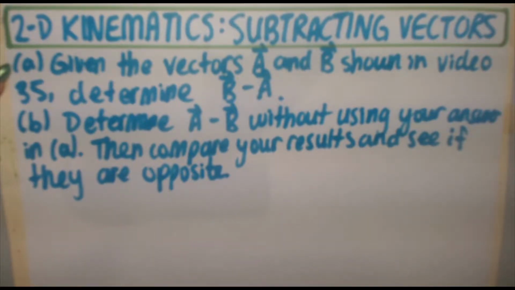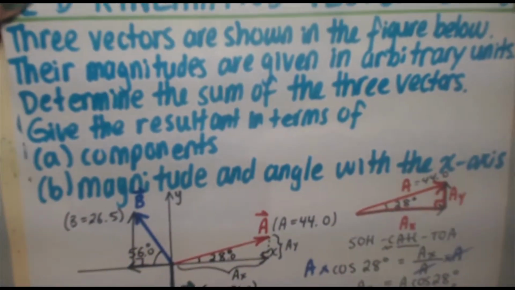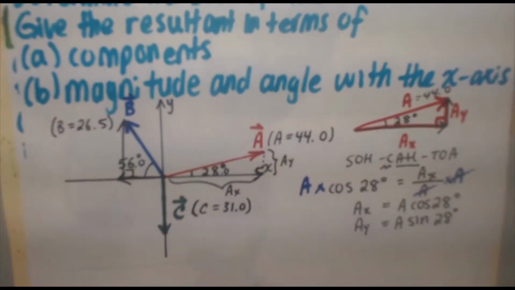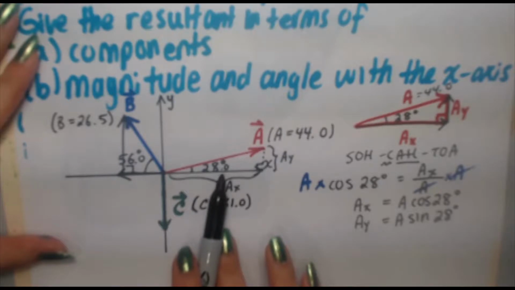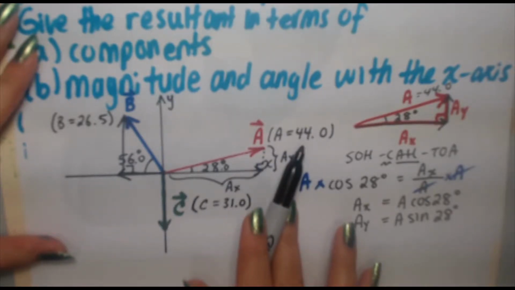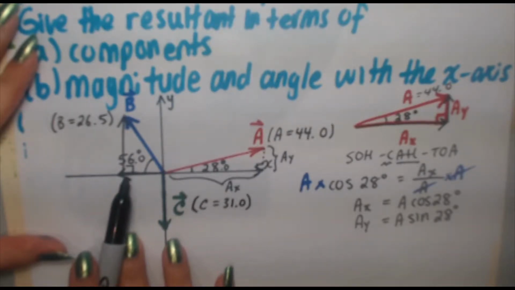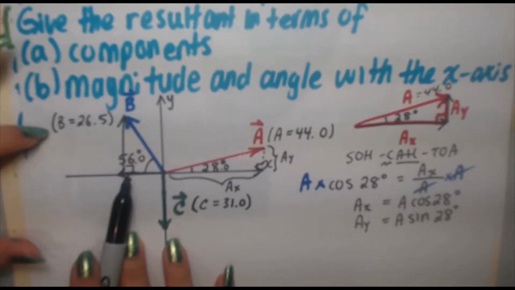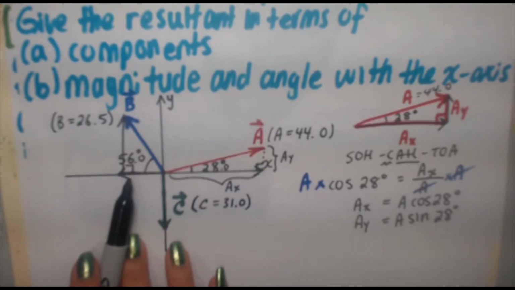Given the vectors A and B shown in video 35, determine B minus A. Okay, so if you didn't watch video 35, or if you forget, here it is, once again. We were looking at vectors, and this was the graph we were dealing with. We had vector A, 28 degrees above the positive x-axis, with an absolute value of 44.0, and vector B, which was 56 degrees above the negative x-axis, with a magnitude of 26.5. If you don't have that, just write that down. Those are the vectors that we're dealing with in this problem.